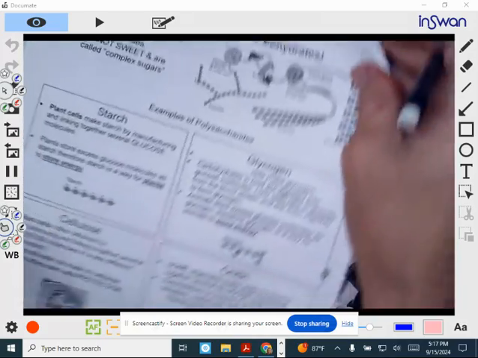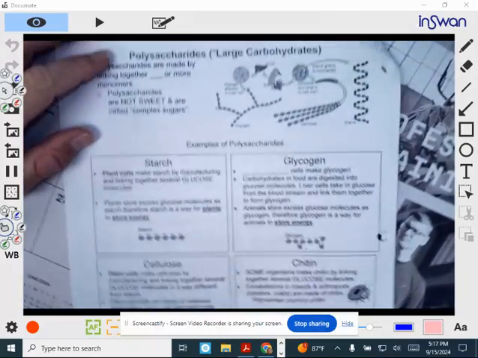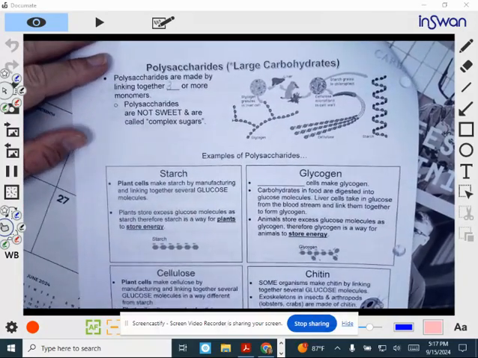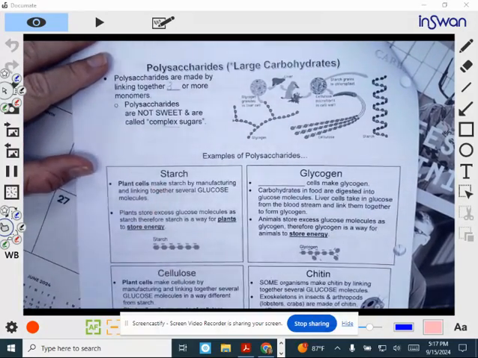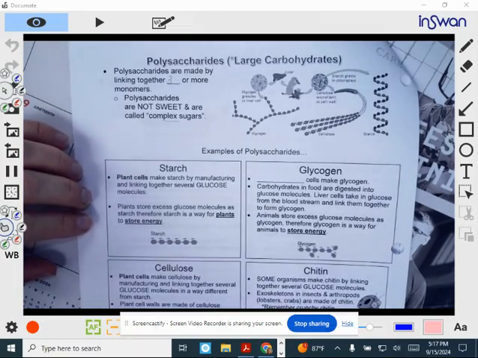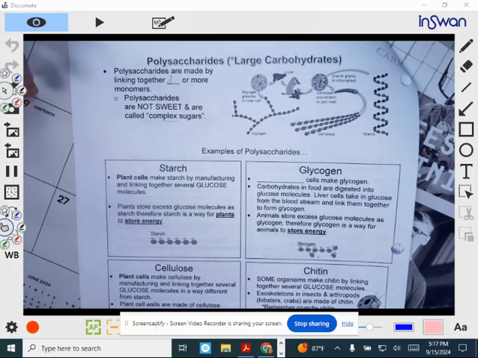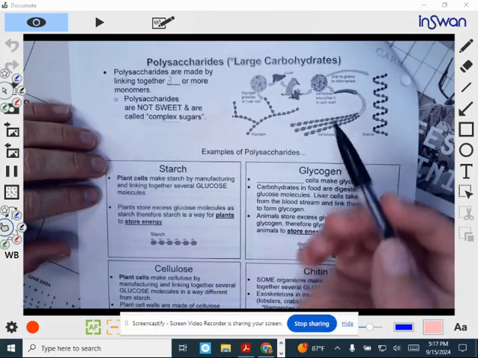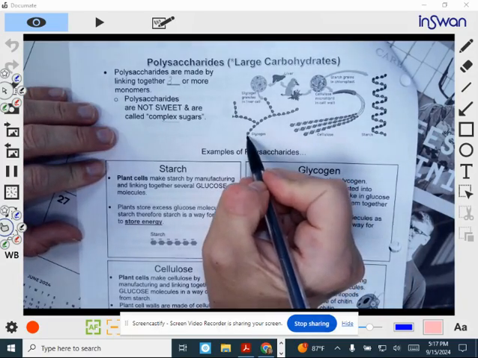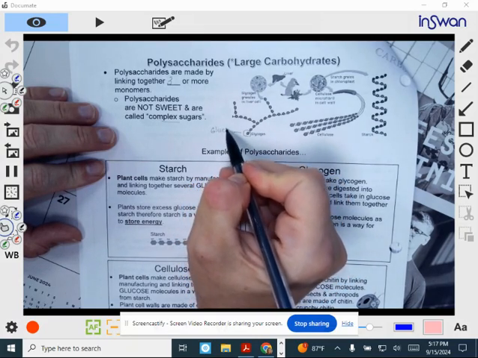All right, moving on to our polysaccharides here. Poly means many. Now, let's add 3 or more. They are not sweet, and that's why we call them complex sugars. So if you're eating food that has complex sugars, it's not going to taste sweet, such as your pastas or rice or potatoes, but they are carbohydrates. And what those carbohydrates, those complex sugars, are made out of is glucose. So each little circle right here is a glucose monomer.